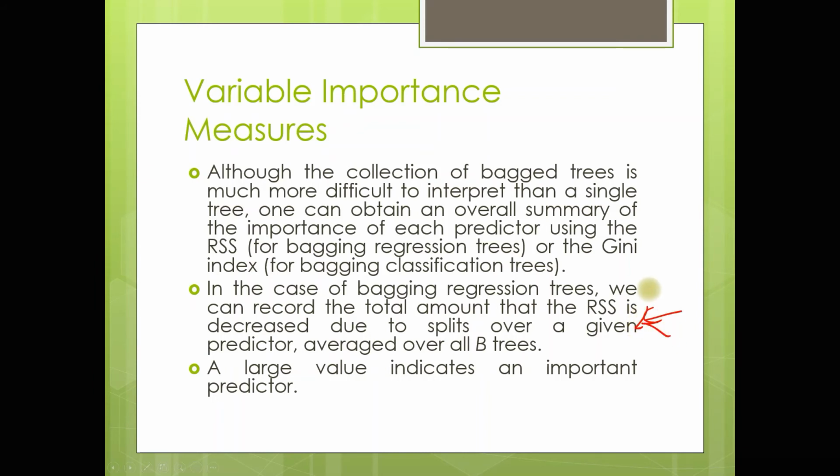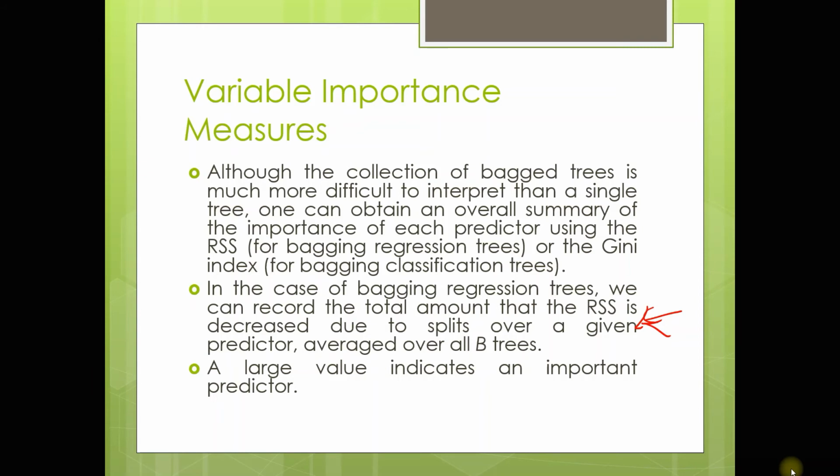Now, similarly, in the context of bagging for classification trees, we can add up the total amount that the Gini index is decreased by splits over a given predictor, averaged over all the B trees, obviously. A large value indicates an important predictor, because if the residual sum of squares is decreasing a lot for that particular split over that given predictor, it means that this predictor has a great impact on your result.